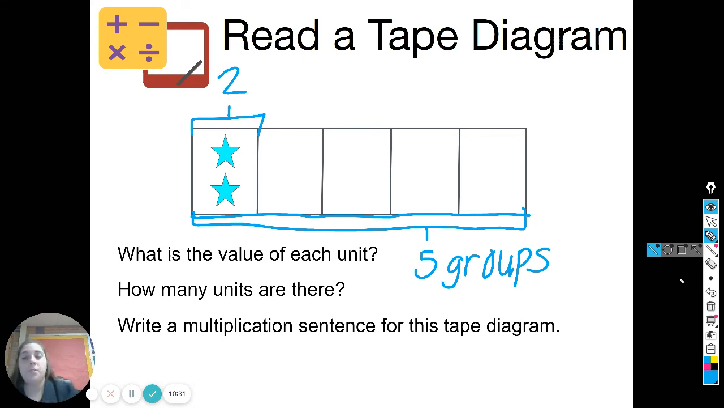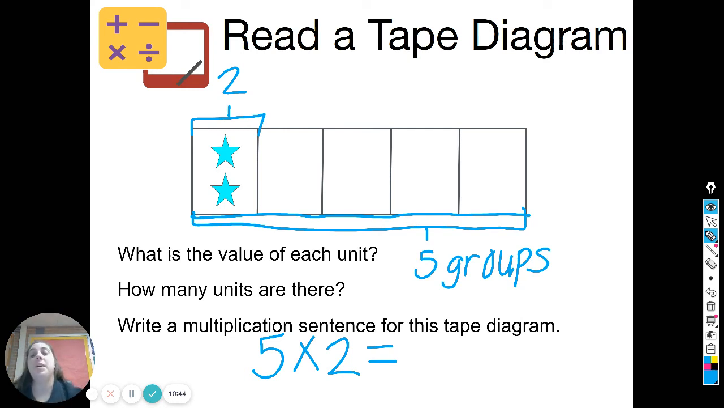Okay, so on your whiteboard, you probably wrote 5 groups of 2. Now, you may have been tempted to write 2 times 5, but if we're looking at our picture, we don't have 2 groups of 5. We have 5 groups of 2. So it's important that that 5 goes first because that shows our picture for our equation, okay?